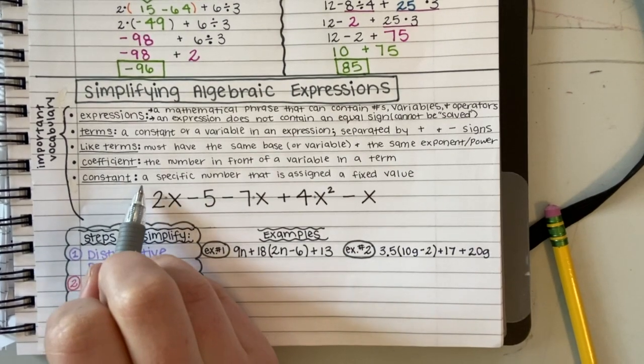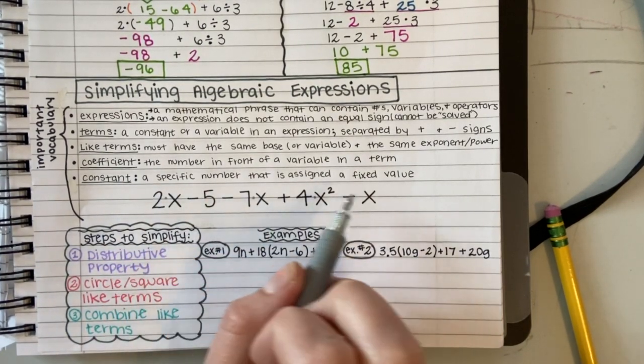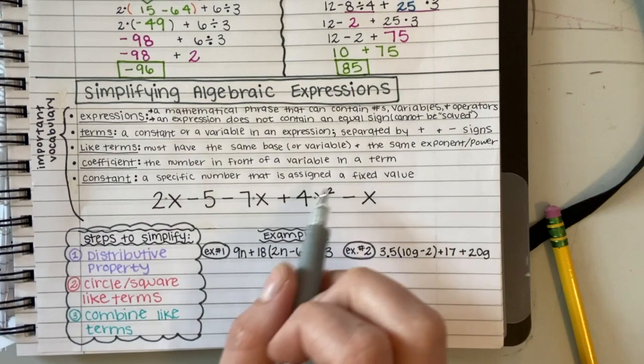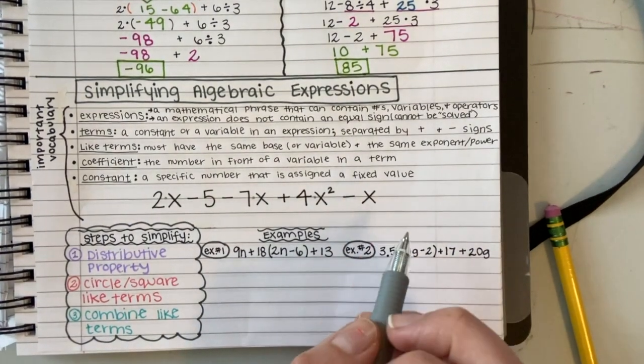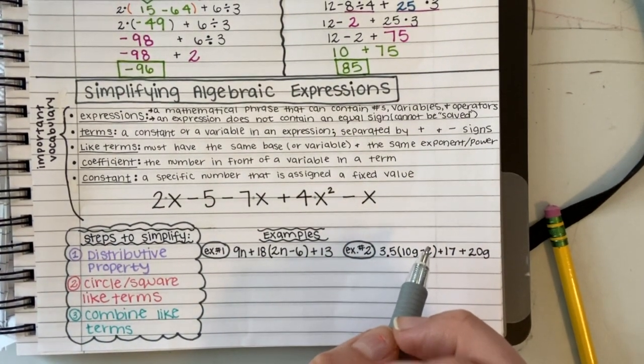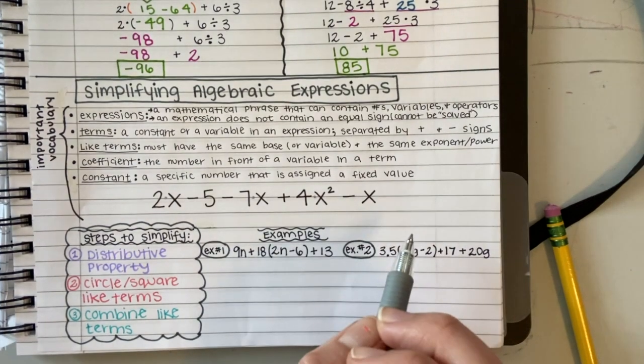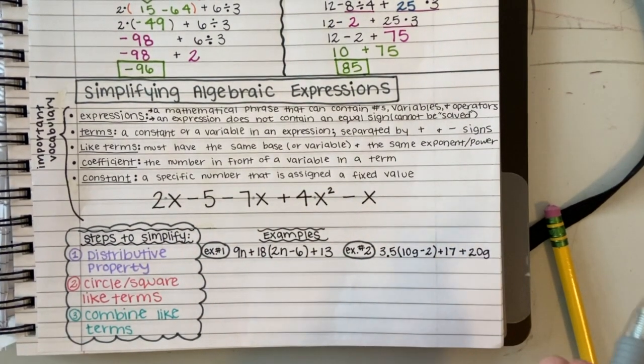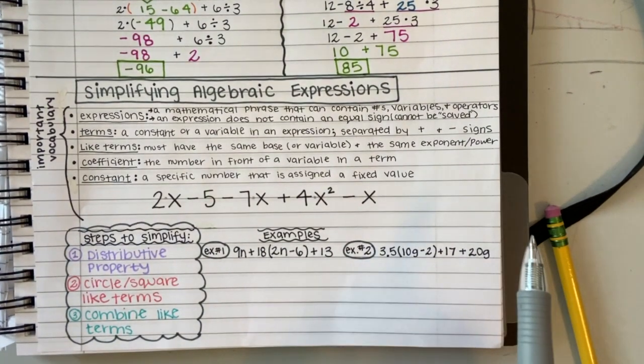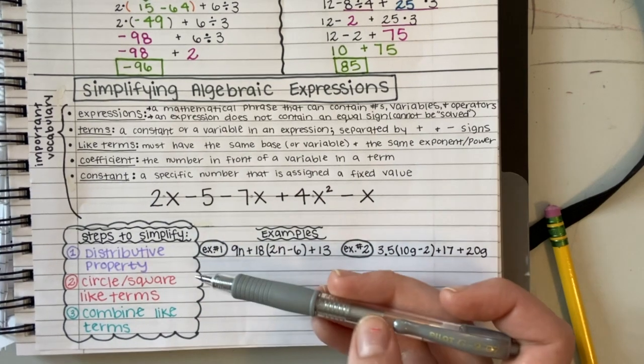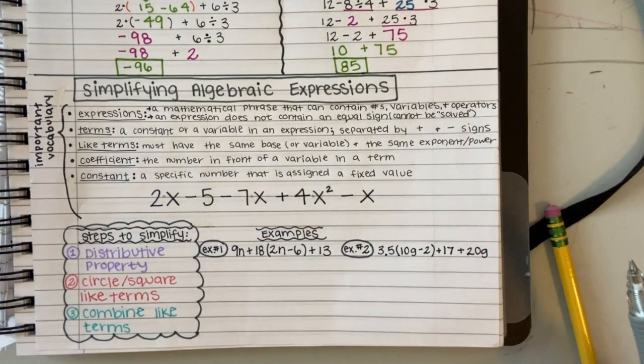A constant is a specific number that is assigned a fixed value. So a constant is just a normal number. It is what we have been looking at in math since kindergarten. It's a number without a letter beside it. That is our constant because it's always going to remain constant. It always holds the same value.